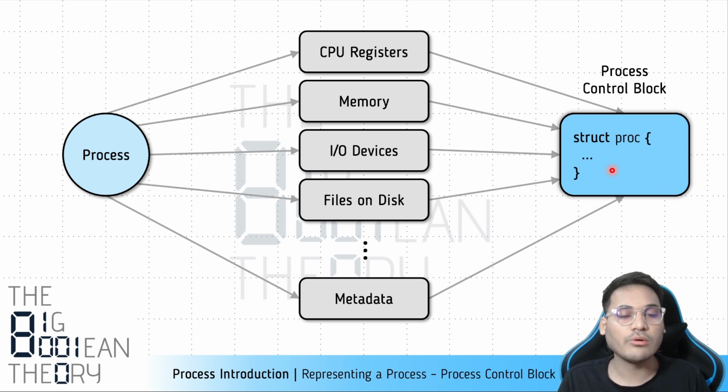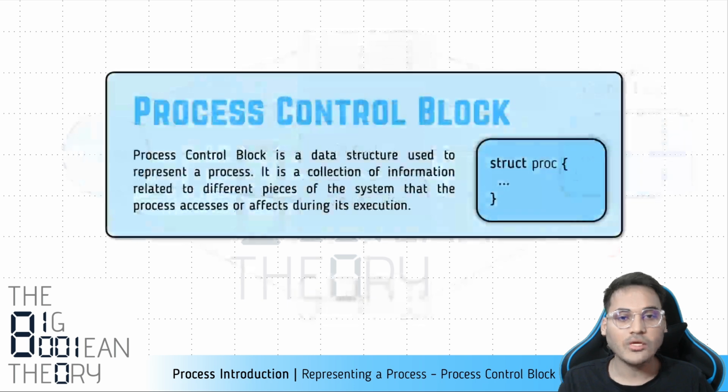So now you have a basic idea of what a process control block is. The definition of a process control block is that it is a data structure which is used to represent a process. It is a collection of information related to different pieces of the system that the process accesses or affects during its execution. Let me go over this once again.